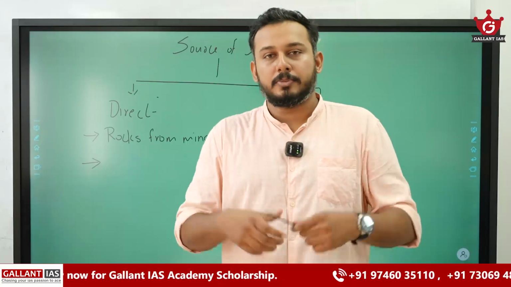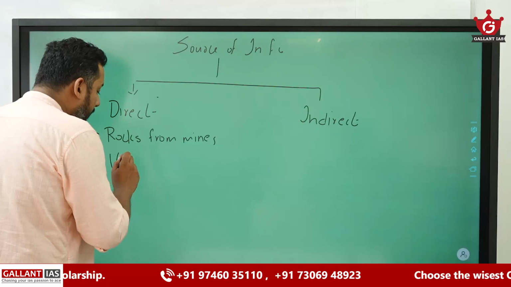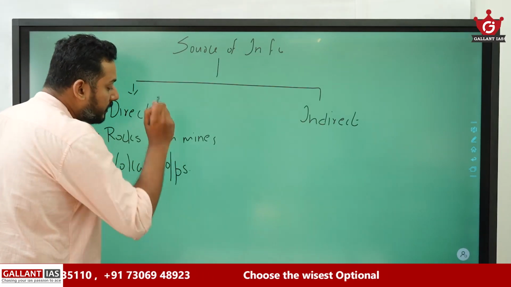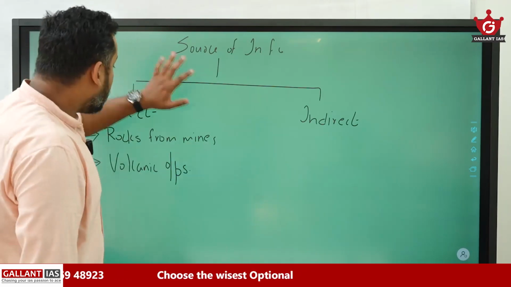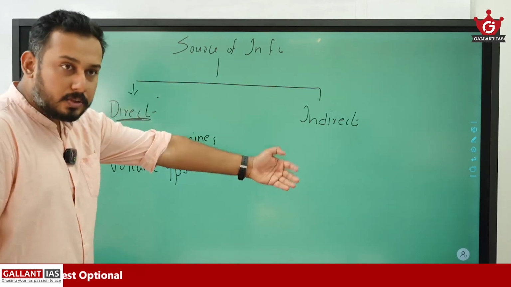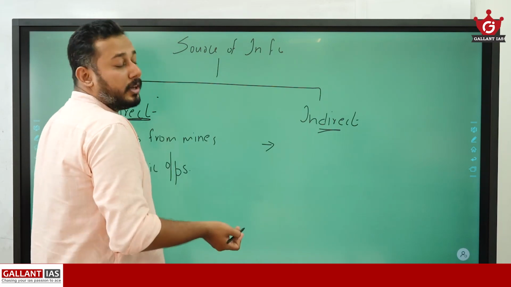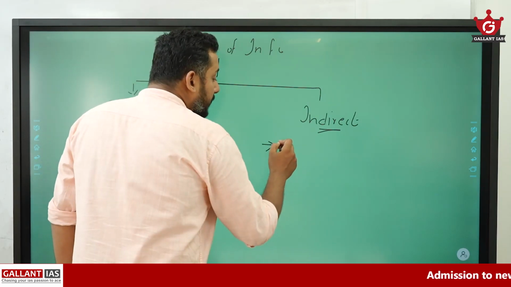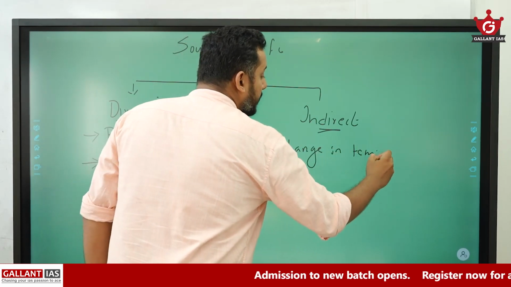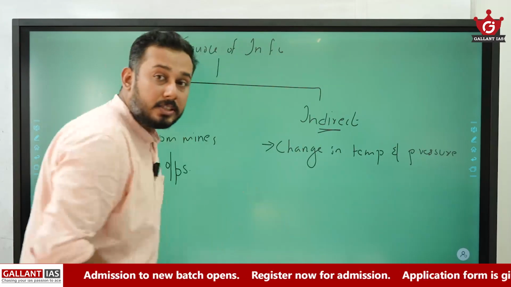We know that during volcanic eruption, magma comes out, gases come out. So when we study these volcanic outputs which are coming from the Earth's interior, that also provides us information regarding Earth's interior, and they belong to the direct sources. If we move to the indirect sources, one of the indirect sources of information regarding Earth's interior is the changes in temperature and pressure as we move deep into the Earth's interior.